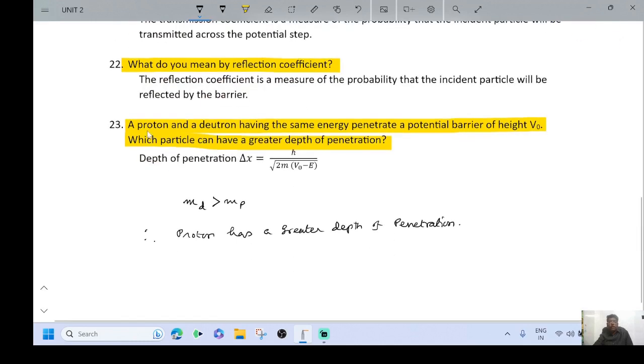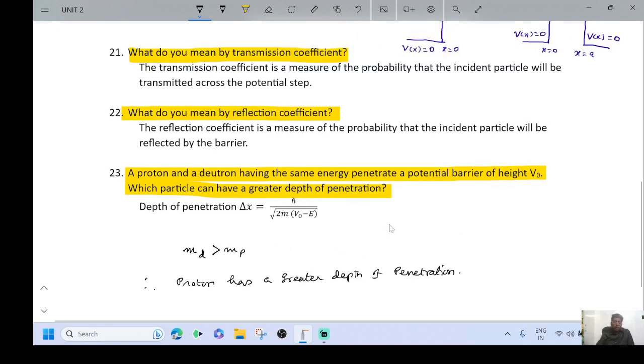See this question. A proton and a neutron having the same energy penetrate a potential barrier of height V0. Which particle can have a greater depth of penetration? Depth of penetration is given by the formula delta x equal to h cross divided by the root of 2m into V0 minus E. We know that the mass of the deuteron is greater than the mass of the proton. H11 is our proton, H12 is our deuteron. Here the mass of the deuteron is greater than the mass of the proton.